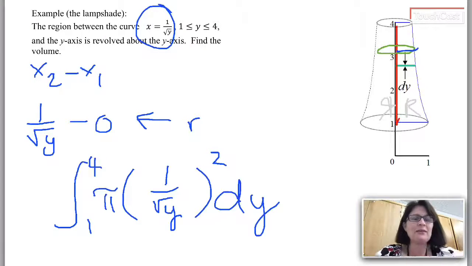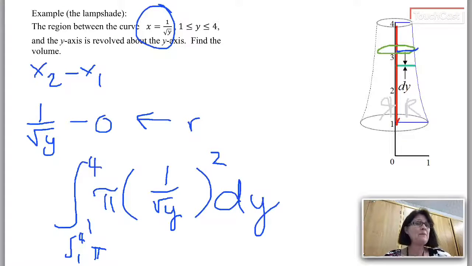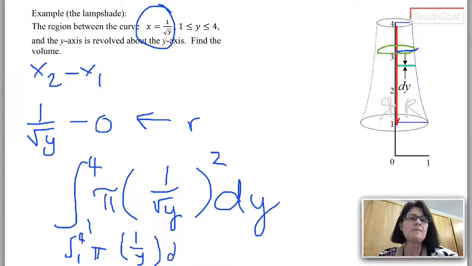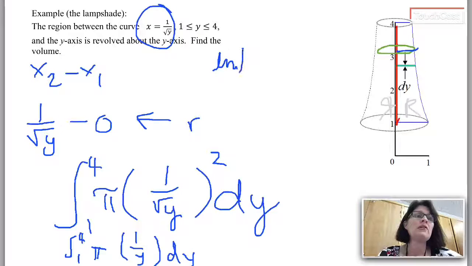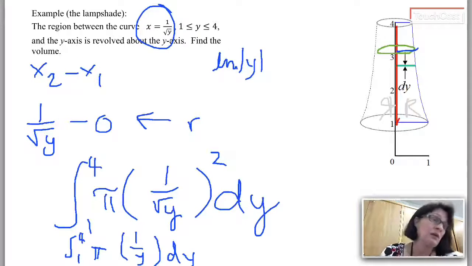Because it's about to get a little crazy, I'm going to have to integrate here, and I haven't given myself much room. That's going to be the integral from 1 to 4 of pi times 1 over square root of y squared, which is 1 over y, dy. I'm going to jump up here to integrate. The antiderivative of 1 over y is natural log of absolute value of y. Of course, I could have left the absolute value bars off because my y's go from positive 1 to positive 4, so there's nothing to take the absolute value of.